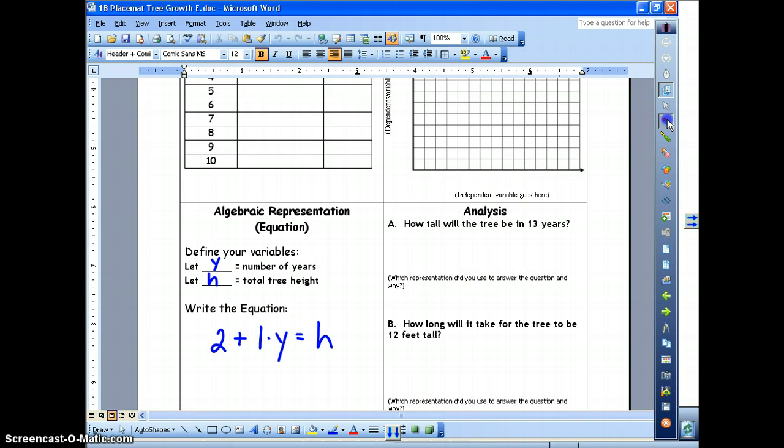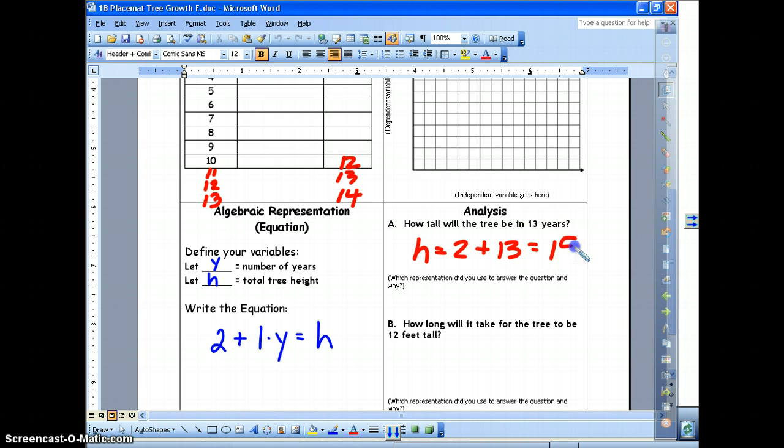Okay, how tall will the tree be in 13 years? Well, some of you might want to go ahead and add three more rows onto your table. Let's see, that was 12, this would be 13, this would be 14. It'd be 14 feet tall, and it says, which representation did you use to answer your question? If you did this, you would say, I added a few more rows to the table. Some of you might have extended your graph out. Some of you might have said, well, the height of the tree is 2 plus the number of years, and the number of years is 13. So the answer is 15.